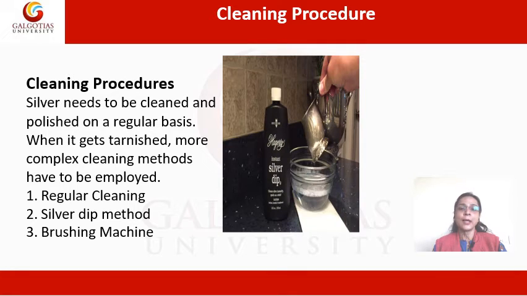Silver needs to be cleaned and polished on a regular basis, which is the basic and foremost thing for maintaining silver. When silver gets tarnished, more complex cleaning methods have to be employed. These are the basic cleaning methods for silver that is tarnished on a regular basis: regular cleaning, silver dip method and brushing machine. We will start with the regular cleaning method and complete it till the brushing machine. Let's first see what is there in the regular cleaning method.